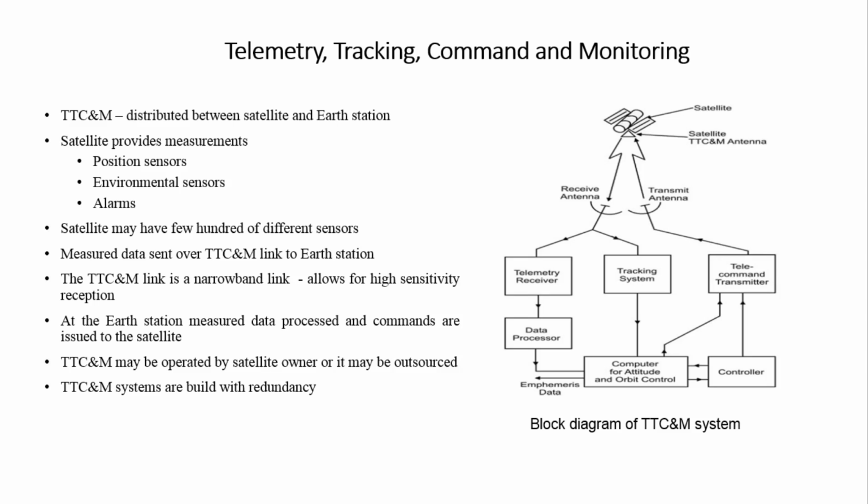If you observe here the block diagram of the TTC and M system, that is telemetry, tracking, command and monitoring. The satellite is communicating with the help of transmitting and receiving antenna to the telemetry receiver and tracking system. After that, the data is given to the data processor and computer for attitude and orbit control. After that, the controller signal is given to the telecommand transmitter. The transmitter transmits the signal with the help of the transmitting antenna to the satellite. In this way, the communication between satellite and the Earth station takes place with the help of these parameters.